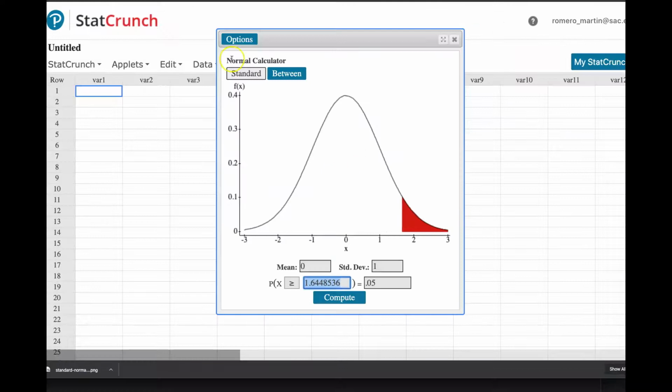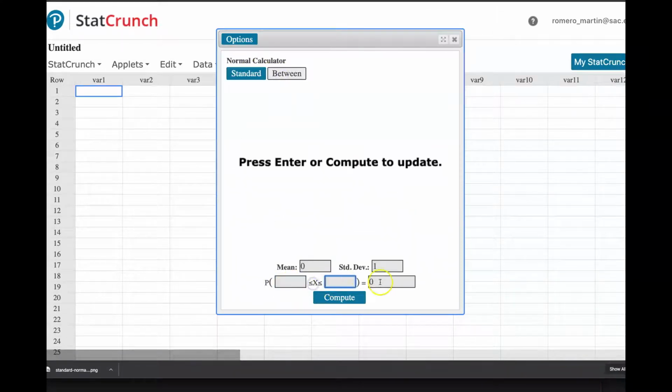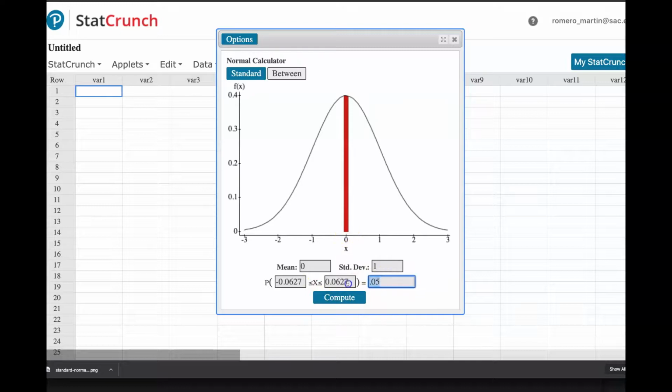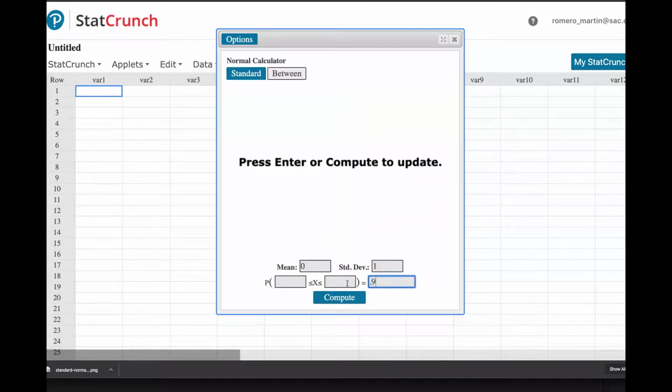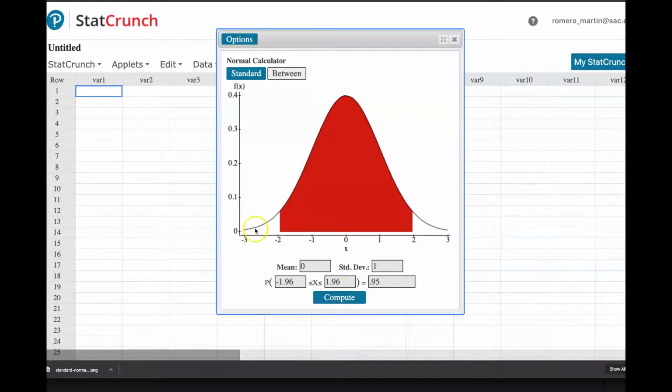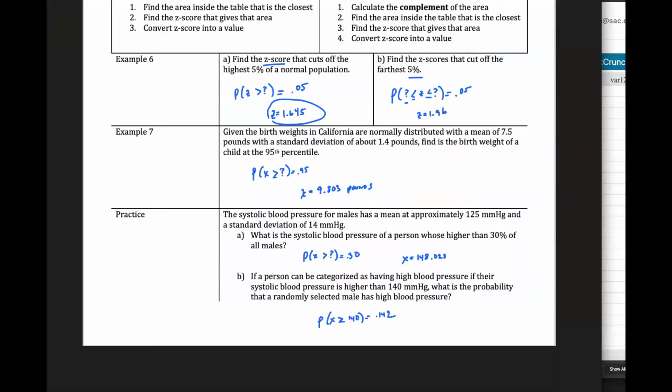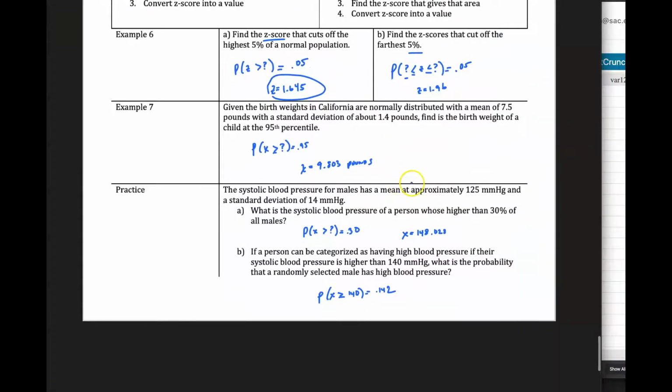On StatCrunch, there it is. You would clear that out, and I'm going to put 0.05. It's going to calculate the inside 95%, sorry, so I need to put 0.95 in here. Again, those cutoffs are the same. There's the 95% on the inside, the outside is still 5%, 2.5% on each side. But there's your negative 1.96 and 1.96. And then we do the same thing to answer these questions here.